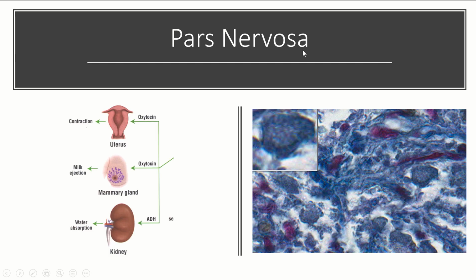Okay, so here's more of the pars nervosa. You can see these really big swollen smudges in here. Those are going to be those Herring bodies. And then you've got other cells and pituicytes all throughout.